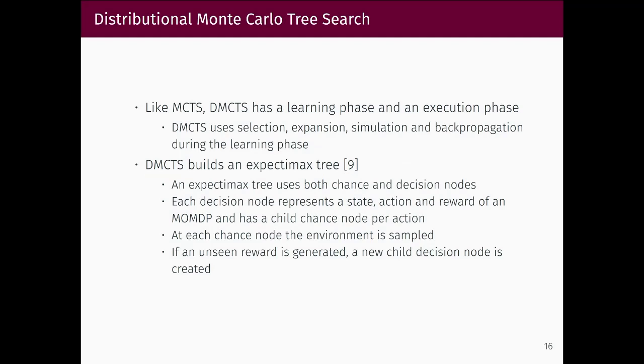So similarly to Monte Carlo tree search, DMCTS has a learning phase and an execution phase. And we use the same steps during the learning phase of selection, expansion, simulation, and backpropagation, except we aim to build an expected max tree. So an expected max tree uses both chance and decision nodes. Each decision node represents a state, action, and reward of an MOMDP and has a child chance node per action. So at each chance node, the environment is sampled, and if an unseen reward is generated, a new child decision node is created.